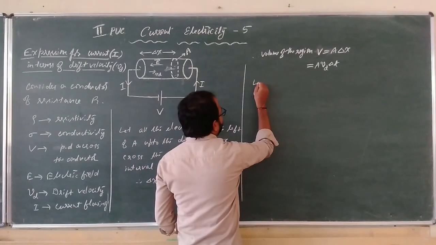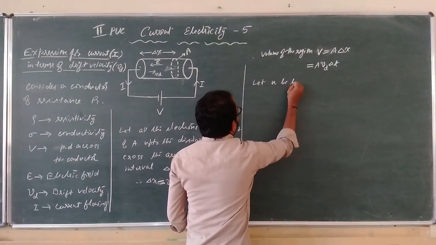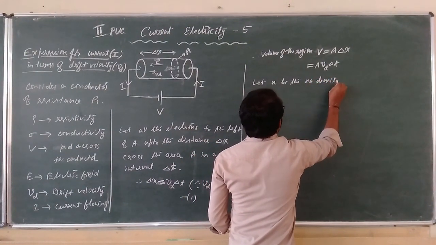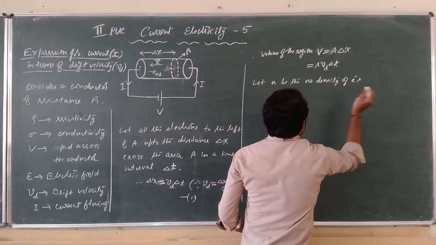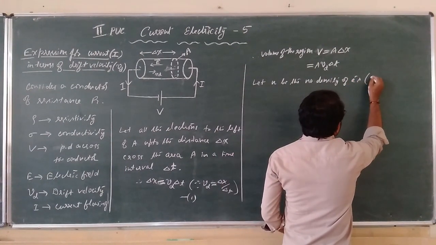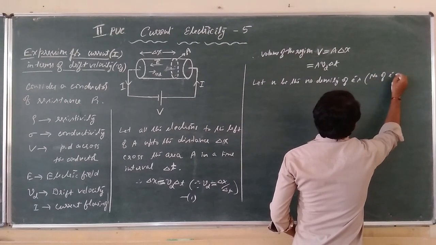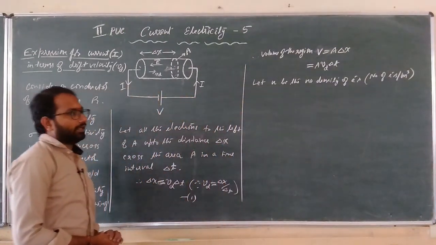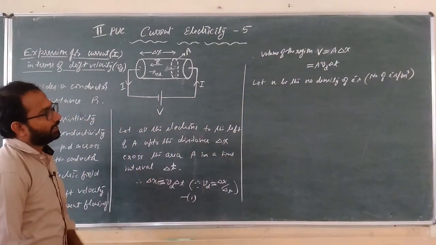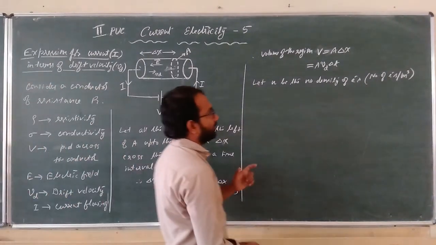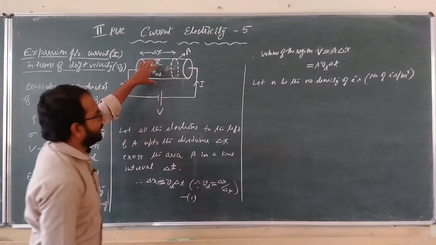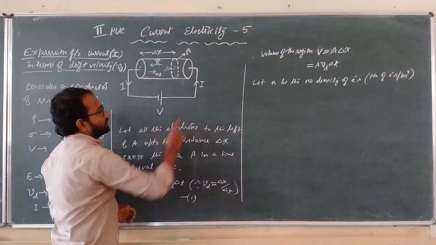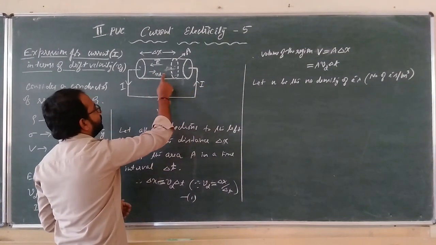Let small n be the number density of the electrons. Number density of electrons means number of electrons per unit volume. Number of electrons present in 1 meter cube volume of the conductor. That small n denotes the number density, number of electrons present per unit volume of the conductor. So now what is the total number of electrons present in this particular volume? So volume we have calculated, that is A into Vd into delta t.